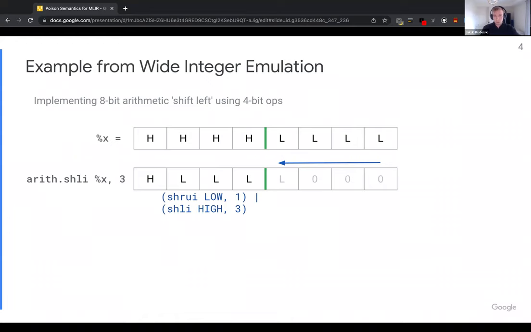So I was working on something called wide integer emulation. And the basic idea is that we have some targets that don't support 64-bit operations. So whenever you have a program that has 64-bit integers, we had to implement them using 32-bit instructions. So here's one example. To make it fit on the screen, I'm using 8 bits and 4 bits instead of 64 and 32, but it's the same. The basic idea is that we have a value that's 2 wide.